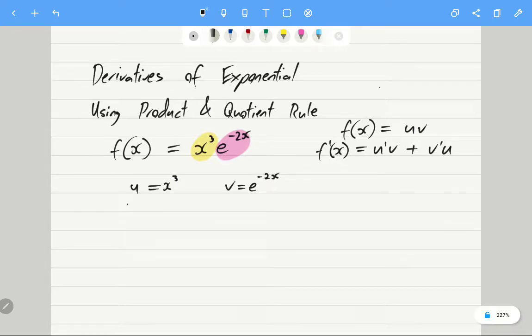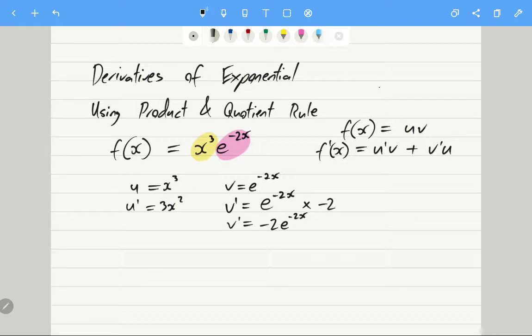Derivative of u, u dash, is just going to be 3x squared, using the power rule. v dash is going to be e to the negative 2x because the derivative of e to the x is e to the x, but chain rule, multiplied by the derivative of minus 2x, and the derivative of minus 2x is just minus 2. So simplifying that, v dash we're going to use is negative 2 e to the negative 2x.